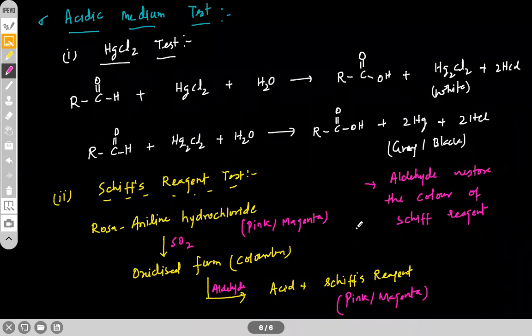So if I ask you glucose or fructose, which one gives this test? Glucose. Fructose won't give this test because the medium is acidic, right? And fructose won't convert into aldehyde. Glucose gives this test.